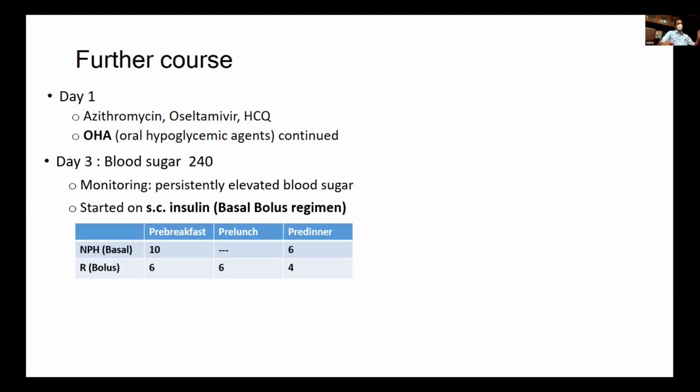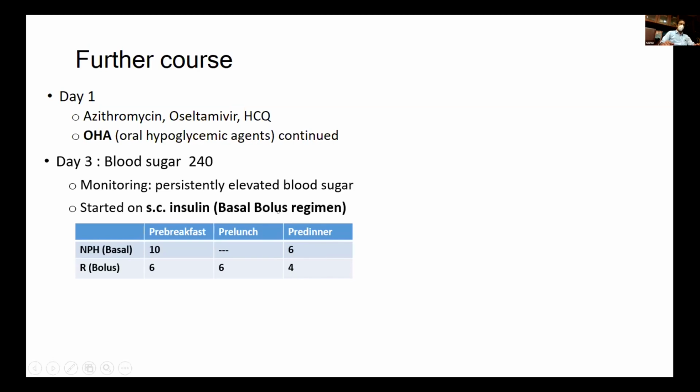And it is really important to control the blood sugars immediately. None of the oral agents can control the blood sugars immediately. Even within 2 days, 3 days, it is not possible. That's why when we have to achieve blood sugar control immediately, we have to go to insulin. So this is the subcutaneous regimen, also called the basal bolus regimen.